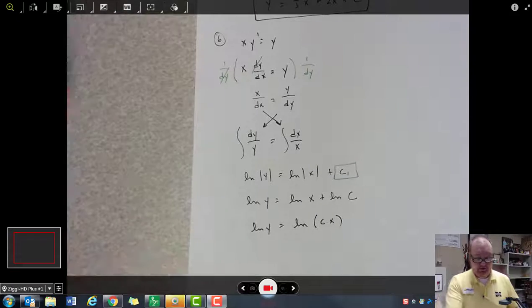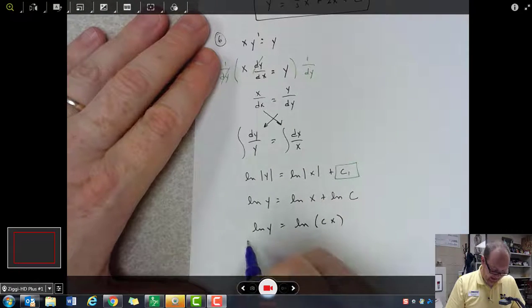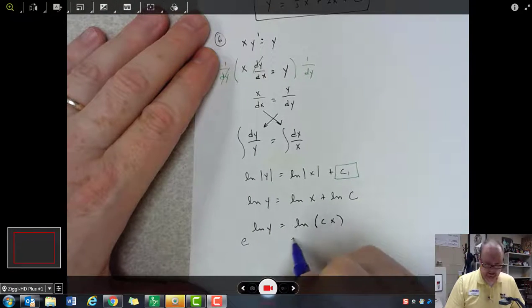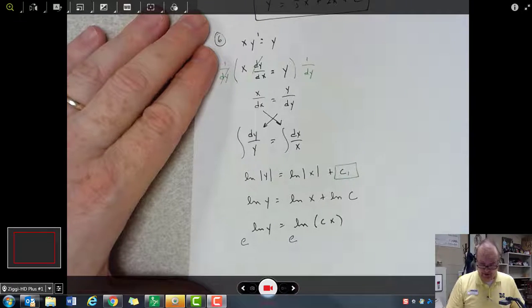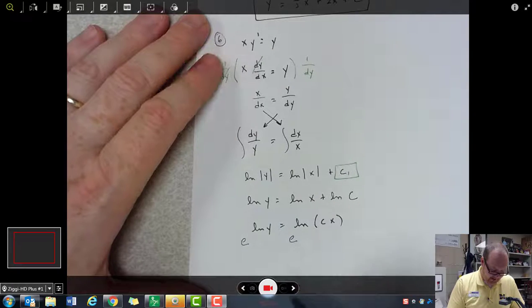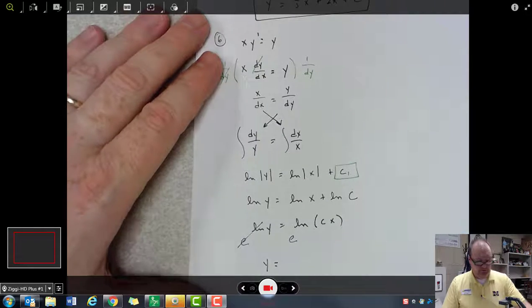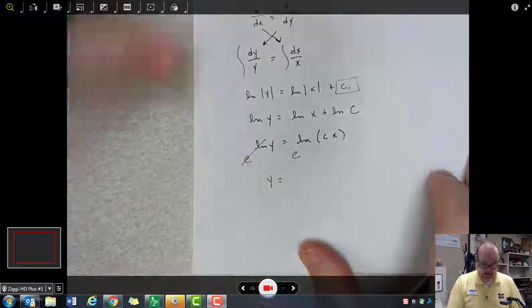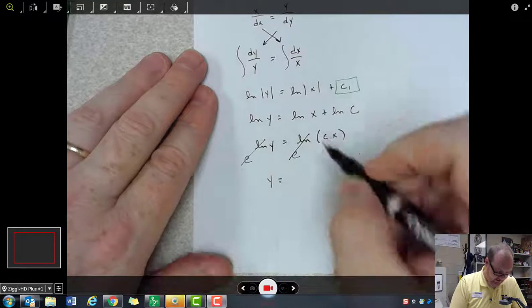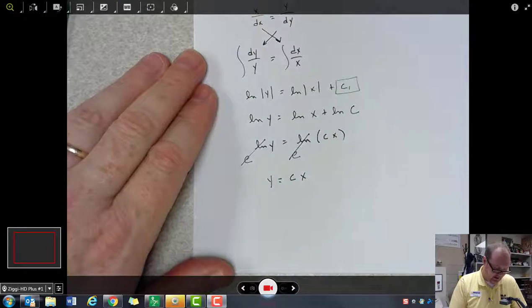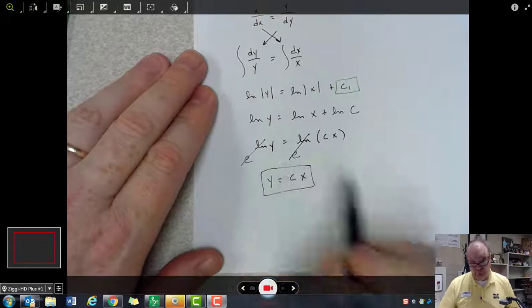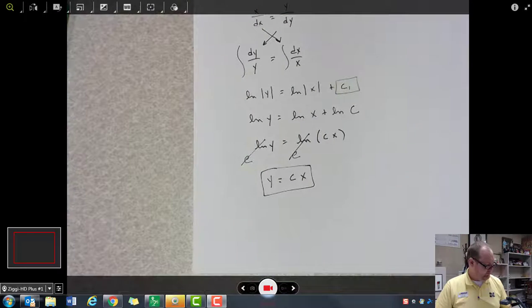And the whole reason I want to do that, y'all, is because now I actually can get rid of the natural log by raising everything to the power of e. So e and natural log, they undo each other. They're inverse operations. And e and natural log is still inverse operations. And so I get this for a solution, which is a nice solution compared to those natural logs.